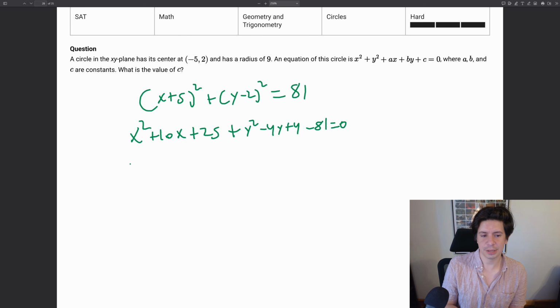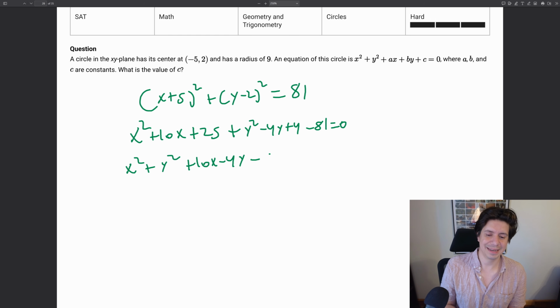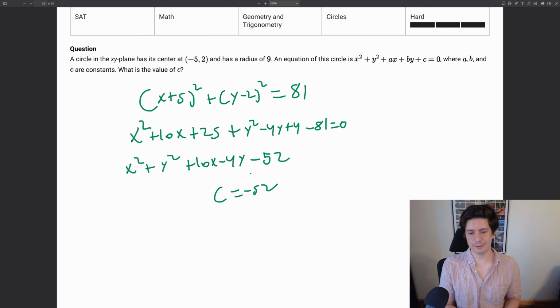Combine like terms, and you're going to get x squared plus y squared plus 10x minus 4y, and you do 25 plus 4 minus 81. 29 minus 81 is going to be negative 52. So c equals negative 52, because it was plus c, so the c has to be negative 52. Tricky one, one of the harder SAT questions for sure, because you can't use Desmos, and you have to be careful about FOILing out and combining like terms. Easy to make a mistake here.